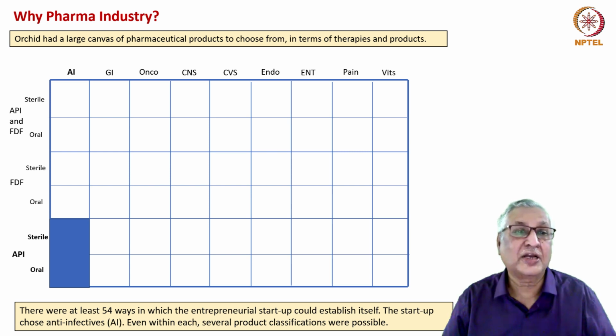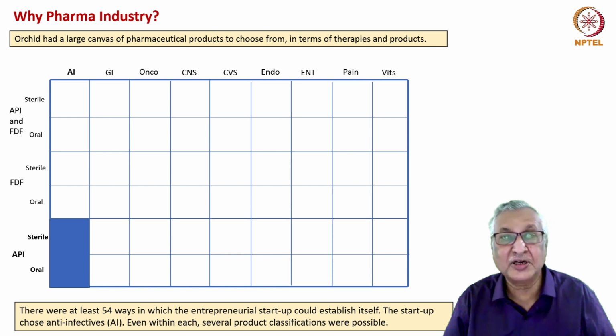As I said, every industry has to choose its canvas of initial operation. Orchid had a large canvas of pharmaceutical products to choose from in terms of therapies and products, from anti-infectives, gastrointestinal, oncology, CNS, CVS to endocrinology, ENT, pain, and vitamins. And within each, it could get into bulk drugs, that is active pharmaceutical ingredients, or formulations, that is finished dosage forms, or be in both. There were therefore at least 54 ways in which the entrepreneurial startup could establish itself.